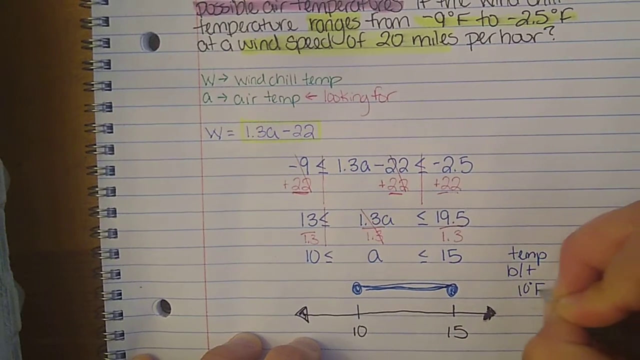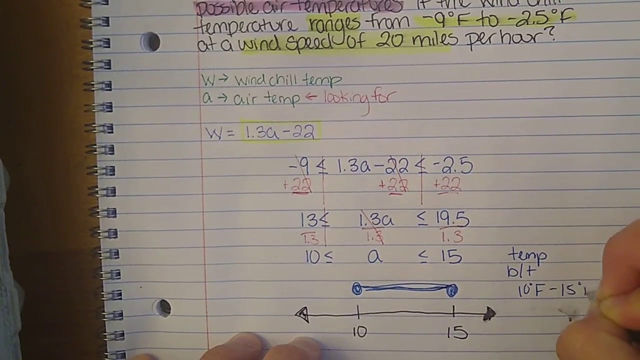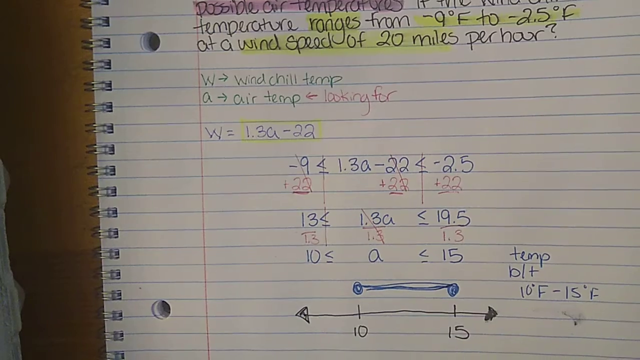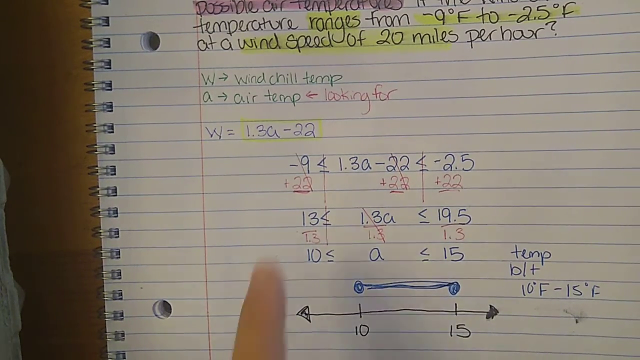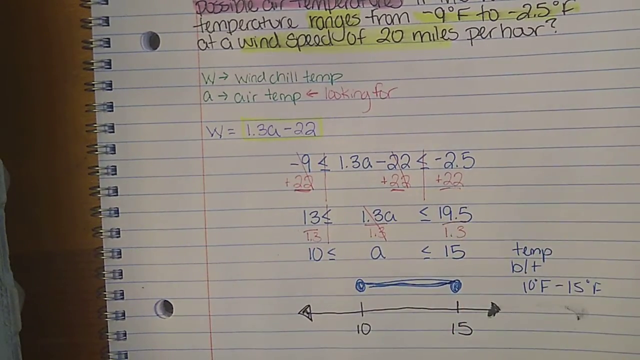10 degrees Fahrenheit to 15 degrees Fahrenheit in order for our wind chill to be -9 to -2.5 at that 20 mile per hour wind speed. And that is us solving this double inequality from a word problem by modeling, solving, and graphing.